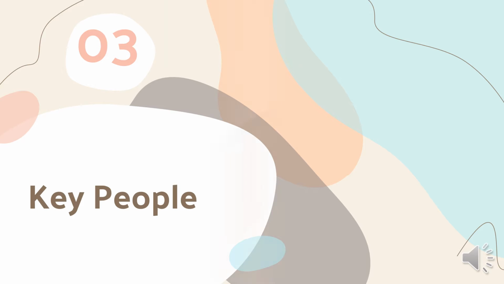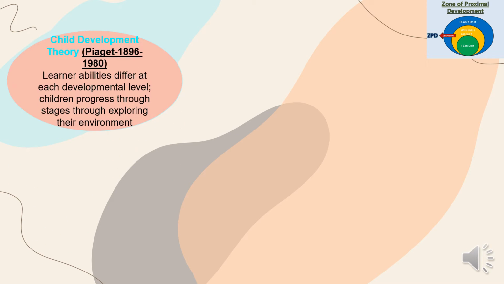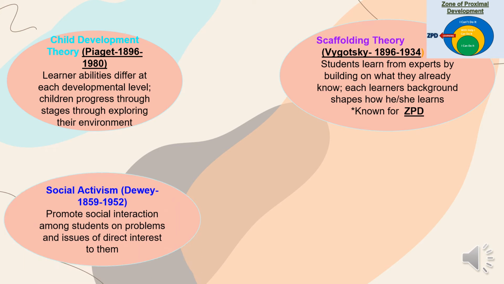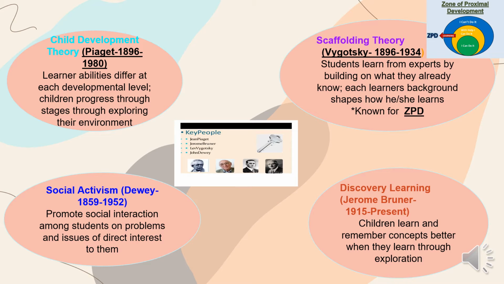There are 4 key people in constructivist learning theory. The four people are, first, Jean Piaget. Piaget is known for child development theory. He believes the learner's abilities differ at each developmental level. Children progress through stages through exploring their environment.